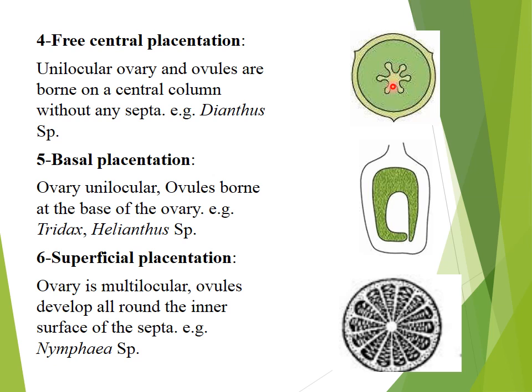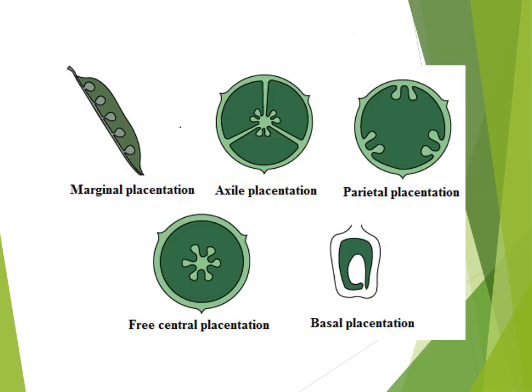Next is superficial placentation. Now the ovary is multilocular, a many chambered structure, as you can easily observe in this diagram. There are many locules or chambers, and the ovules develop all around the inner surface of the septa. These dotted structures show the ovules. An example is Nymphaea. This is an overview of the different types of placentation.